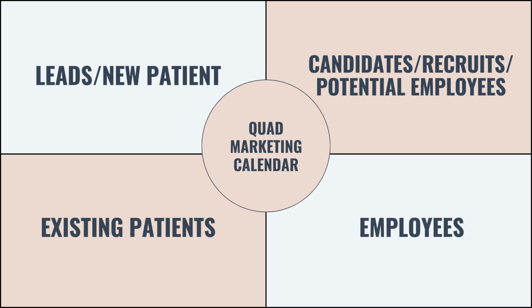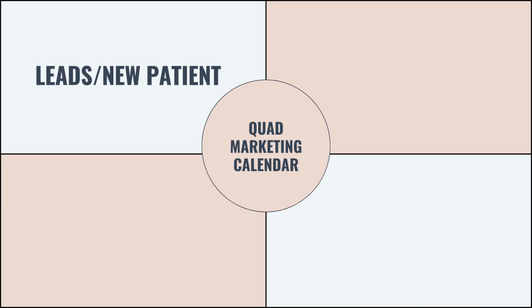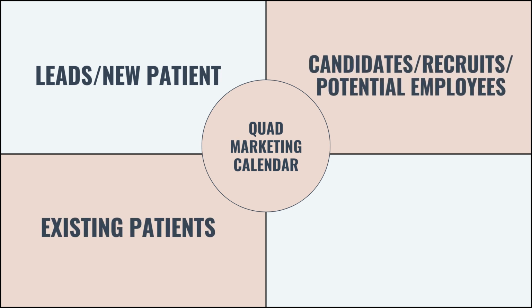And I'm sorry I don't have a visual for this, I'm happy to share a follow-up of this visual. So on the top left, you have leads and new patients, and then existing patients below it. On the right, you have recruiting candidates and potential employees. And then on the bottom right, you have employees. And you might say, well, if I have employees, why do I have to market to them?